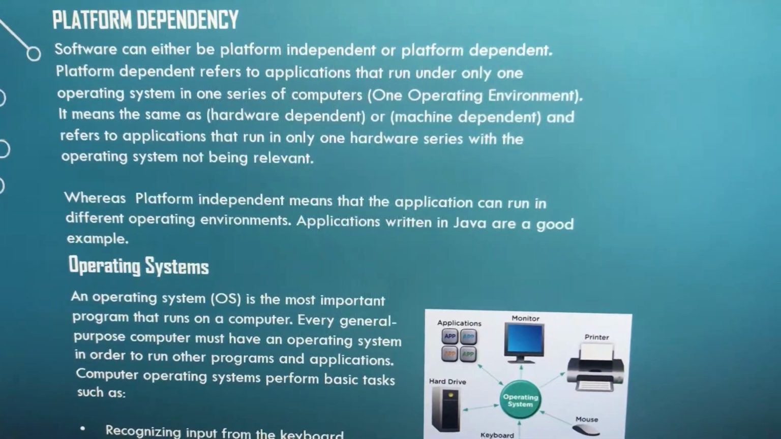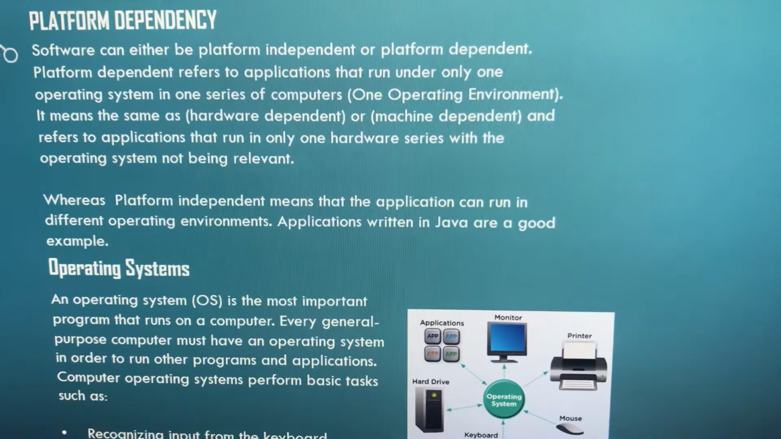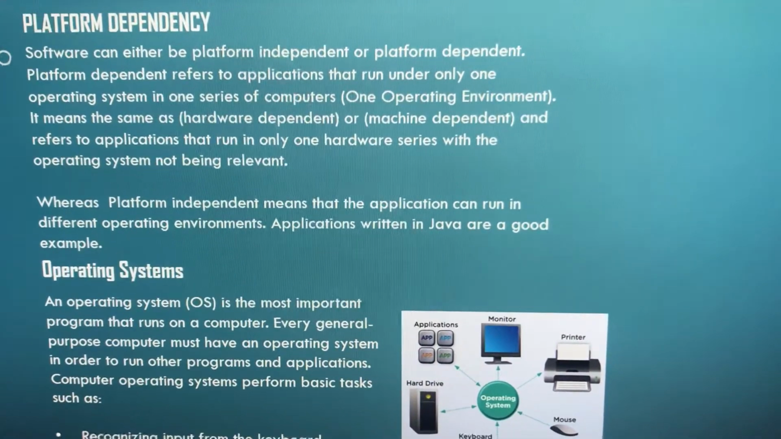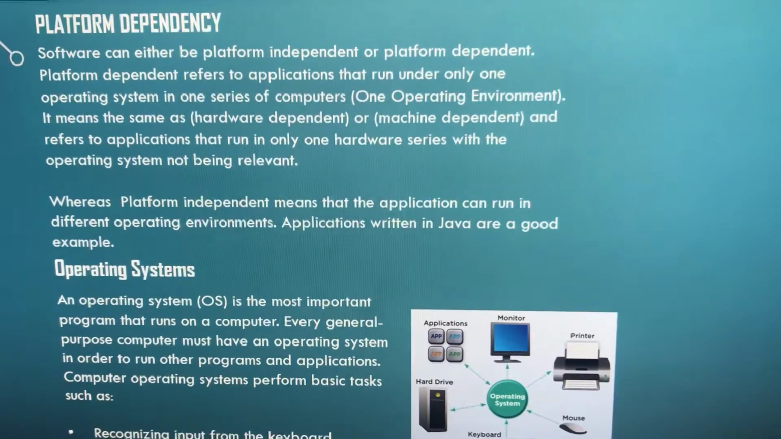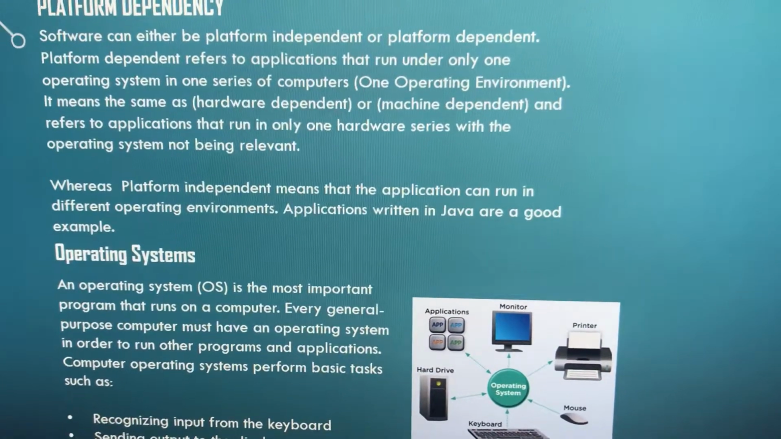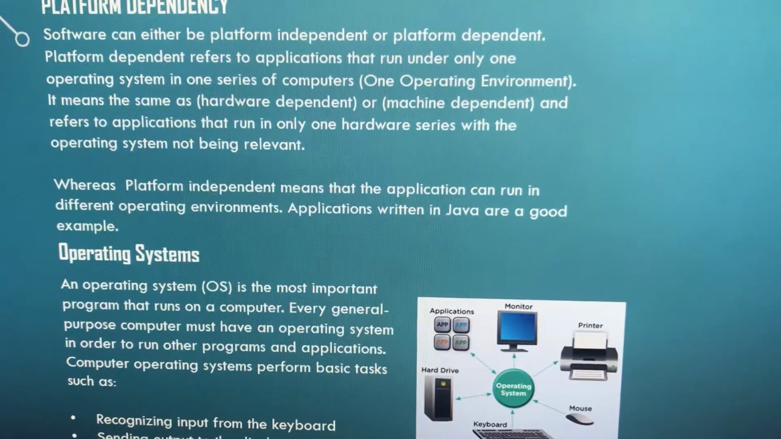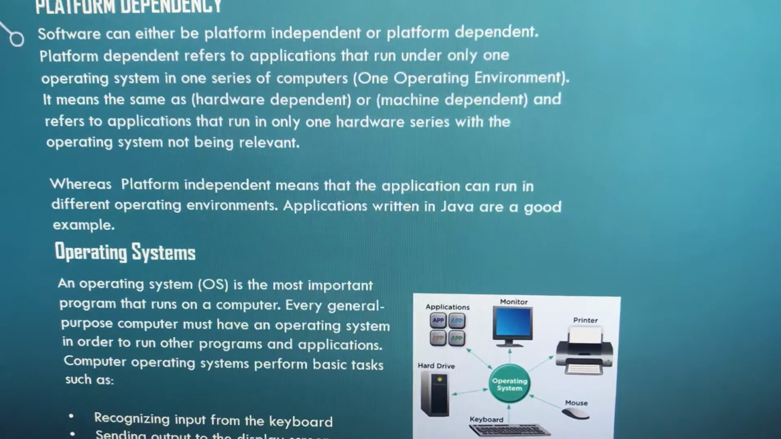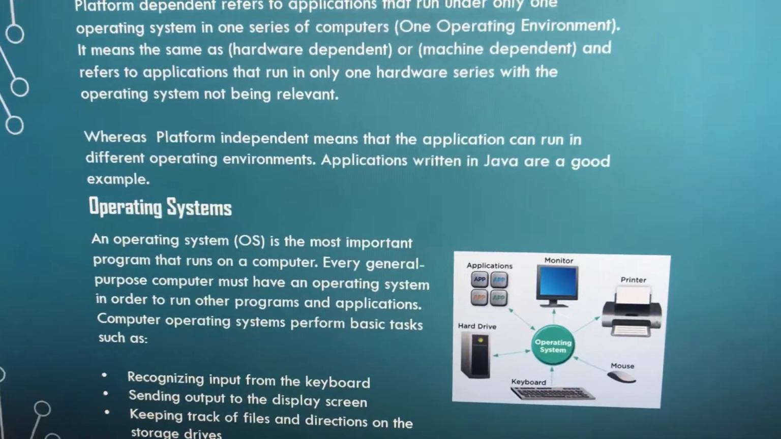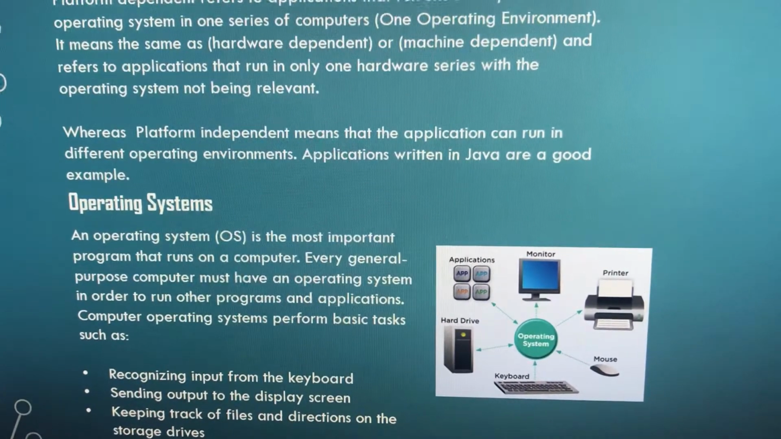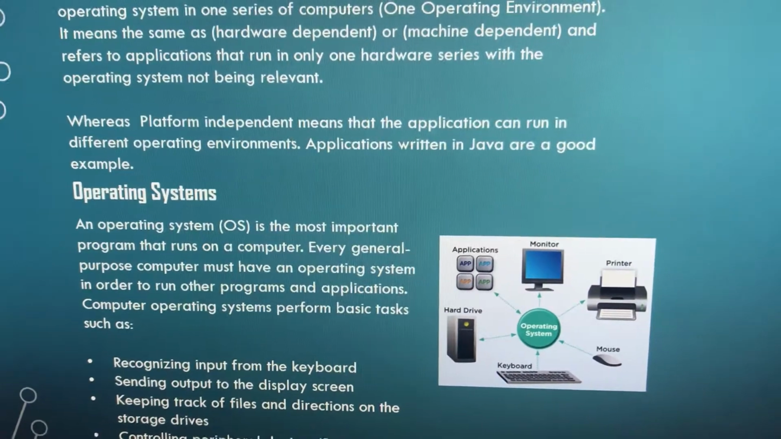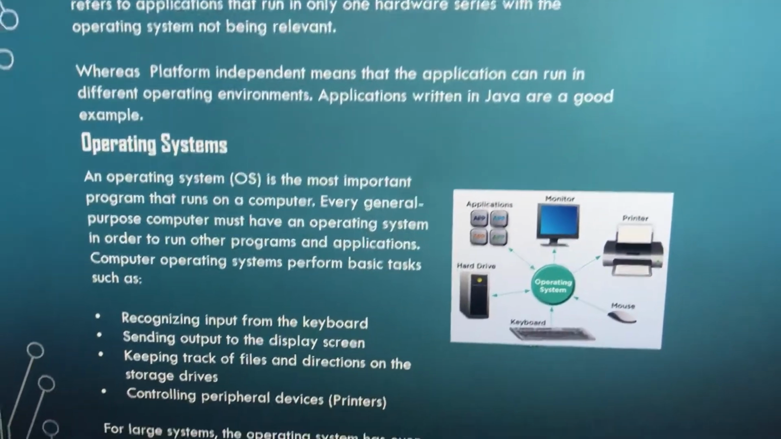Platform dependent refers to the applications that run under only one operating system in one series of computers, one operating environment. It means the same as hardware dependent or machine dependent, and refers to applications that run in only one hardware series with the operating system not being relevant. Whereas platform independent means that the application can run in different operating environments. Applications written in Java are a good example.